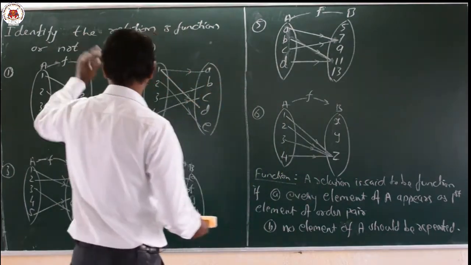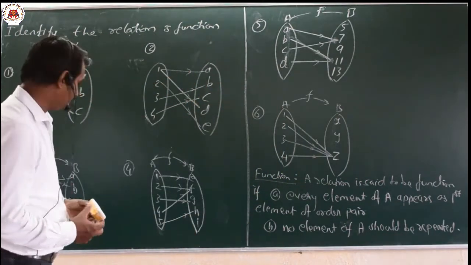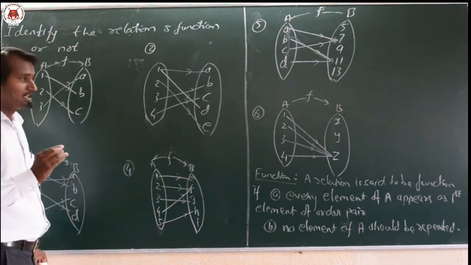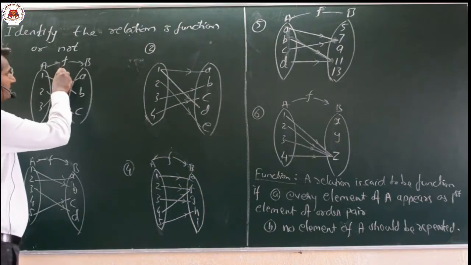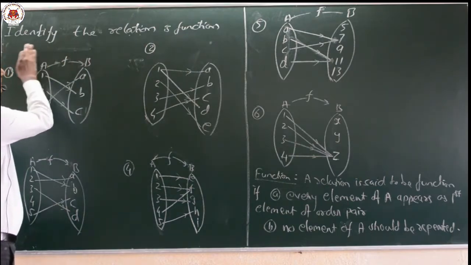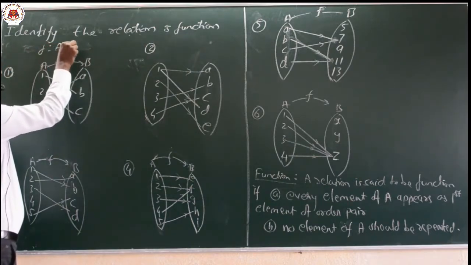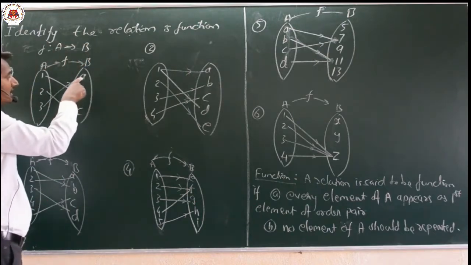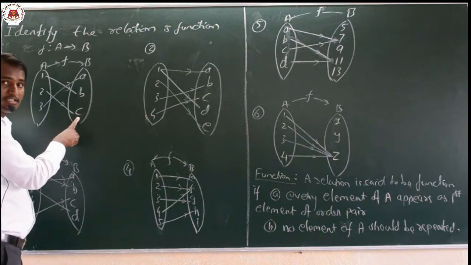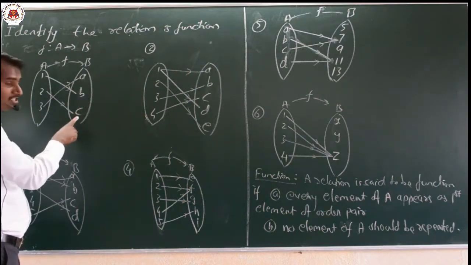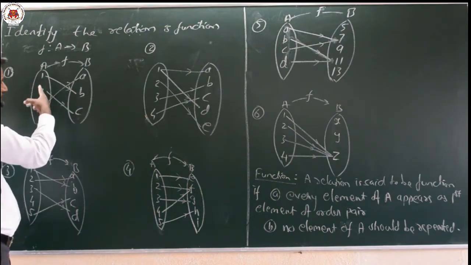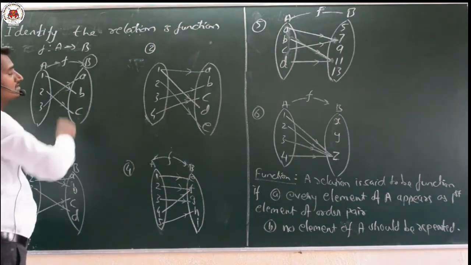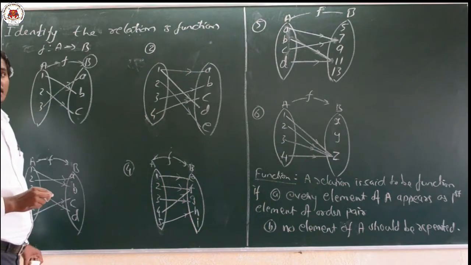I have written a lot of examples. Let us look at the first one. Before starting with the example, let us see how we are writing. In this particular example, we are writing it as f from A to B. Here the elements 1, 2, 3 are said to be the domain, and the set B itself is called the codomain.